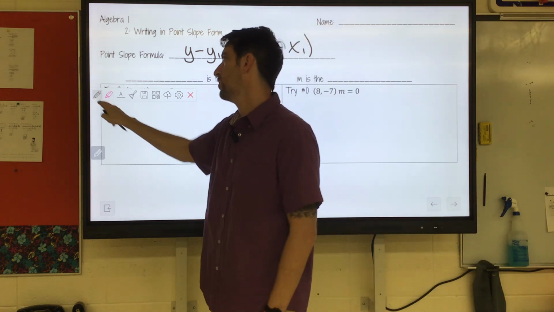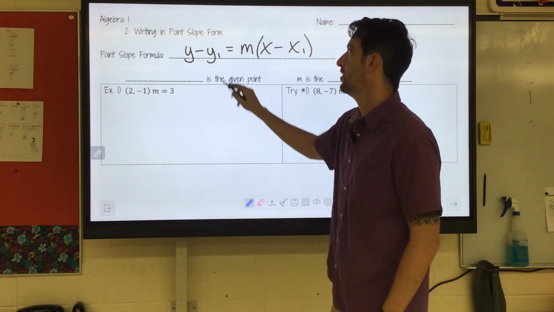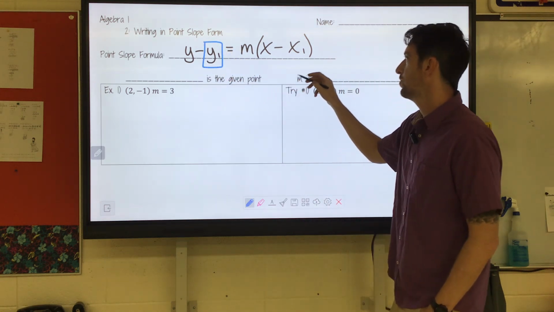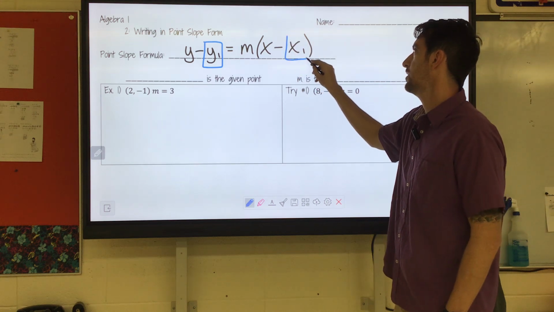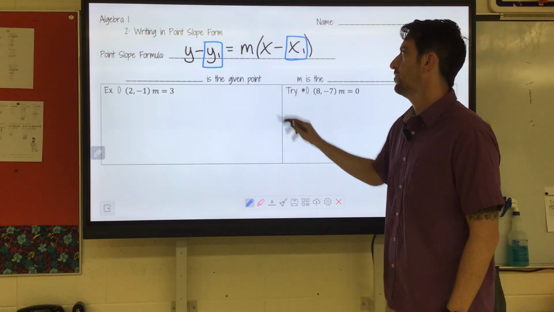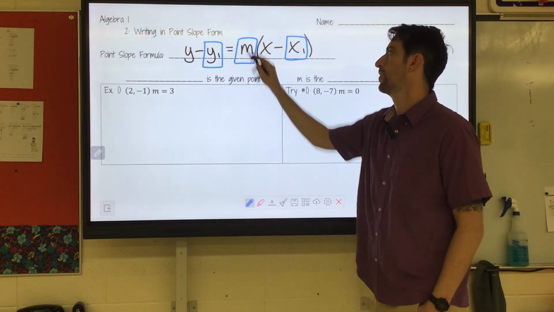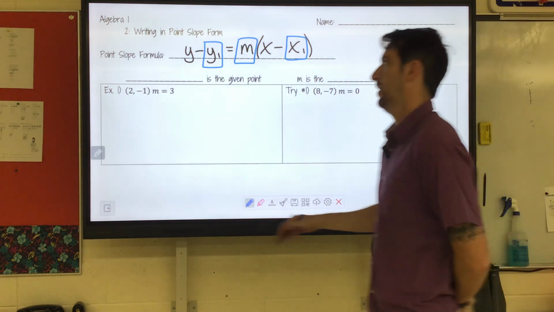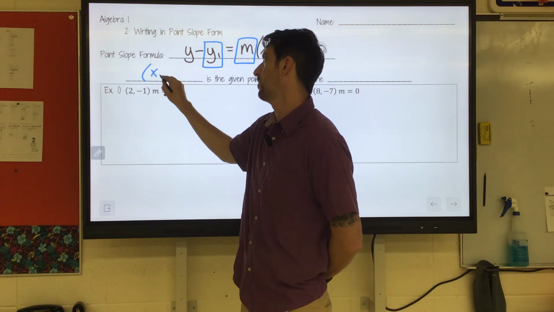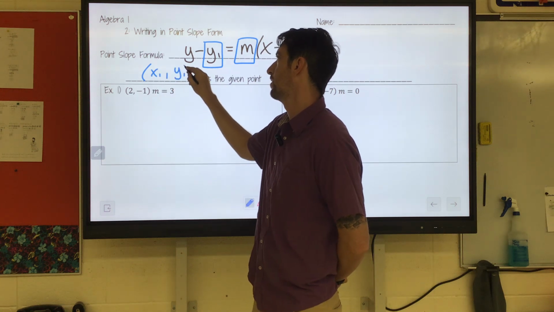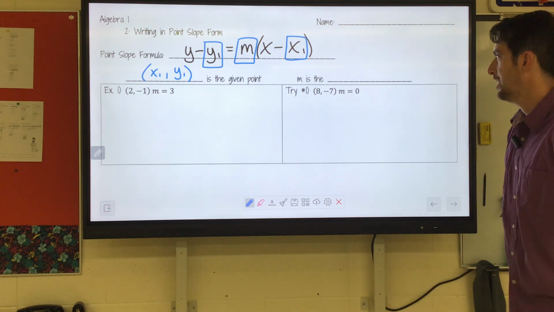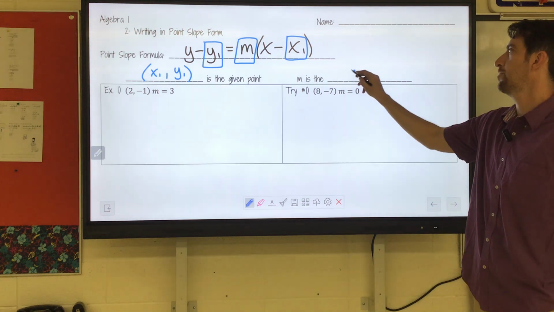So remember there were usually three things filled in here. We filled in the y coordinate, that was the y1. We filled in the x coordinate, and then you filled in the slope. So blank is the given point. That'd be the x1, y1. That's a comma in the middle, that looks goofy. And then m is the slope.